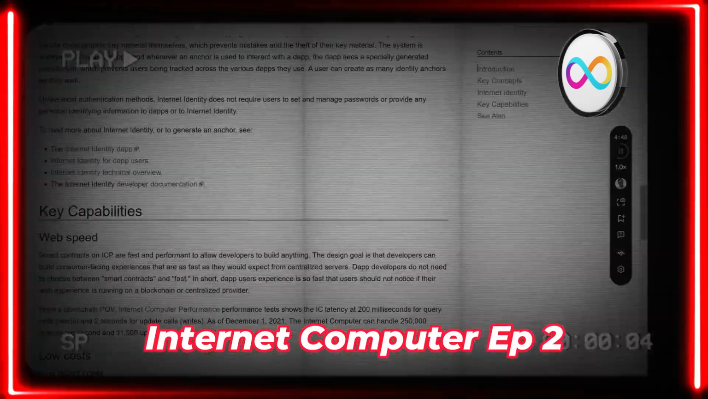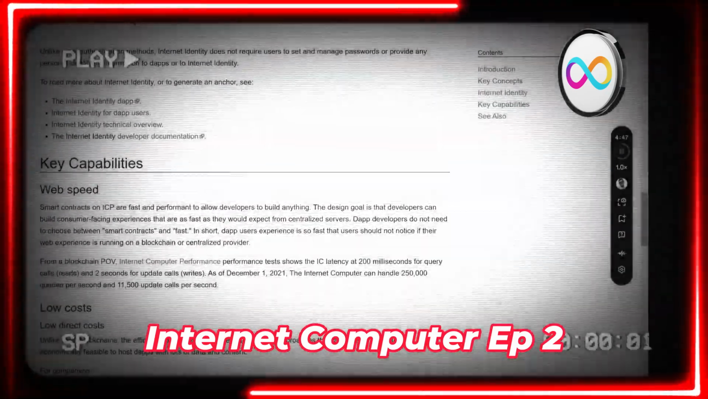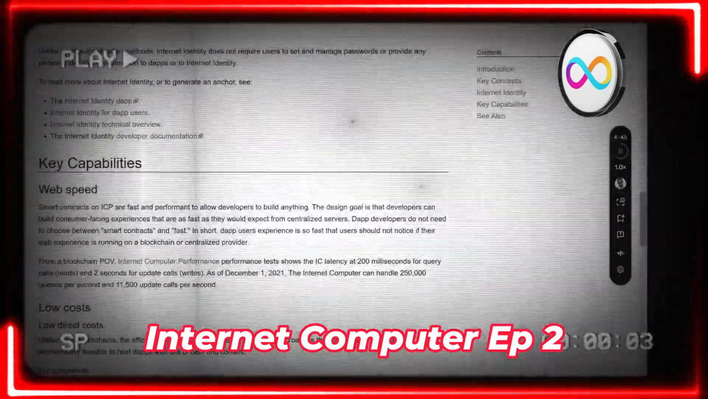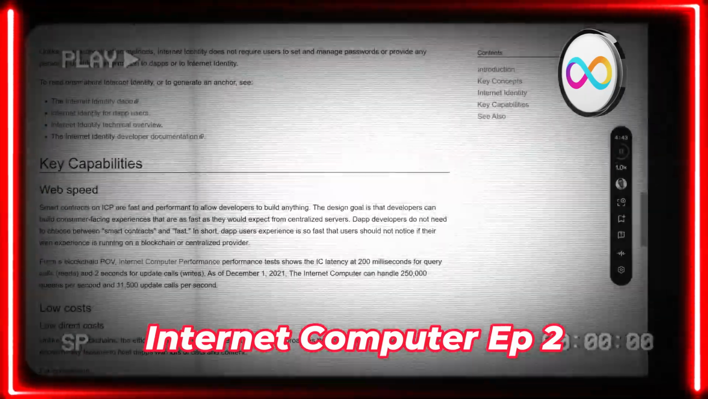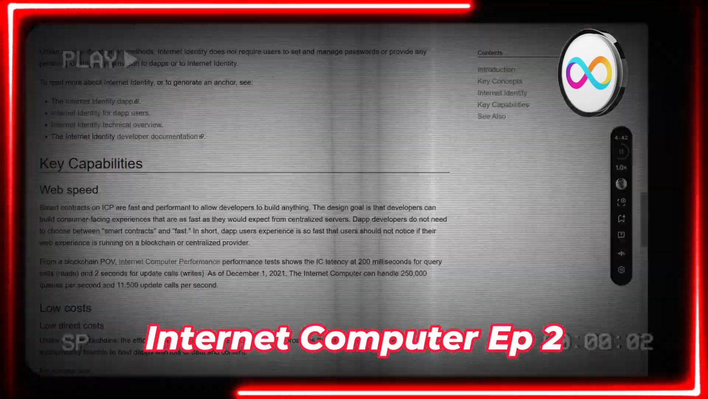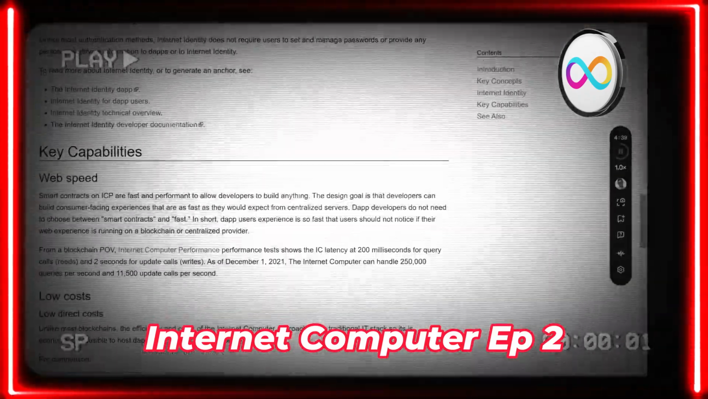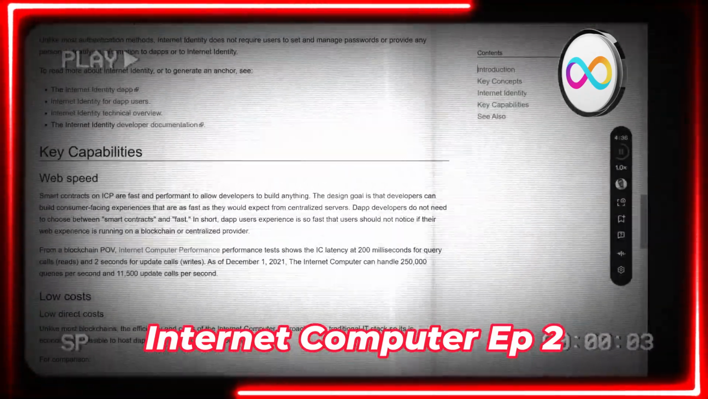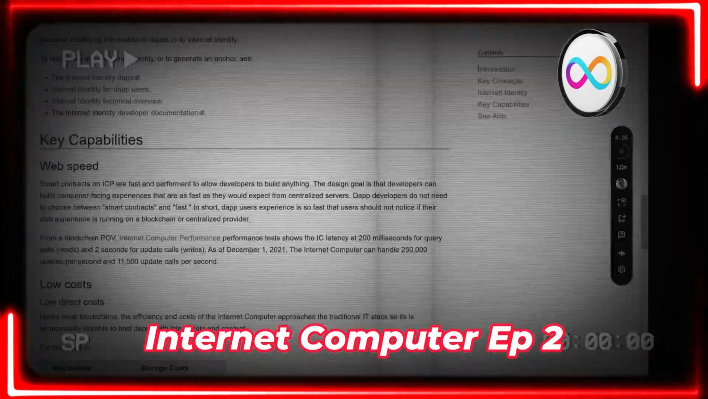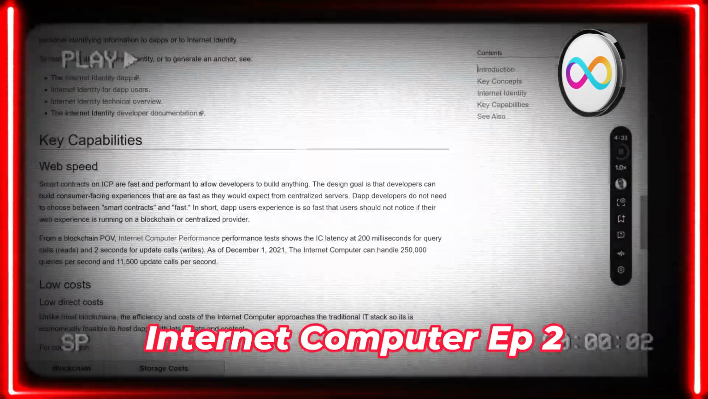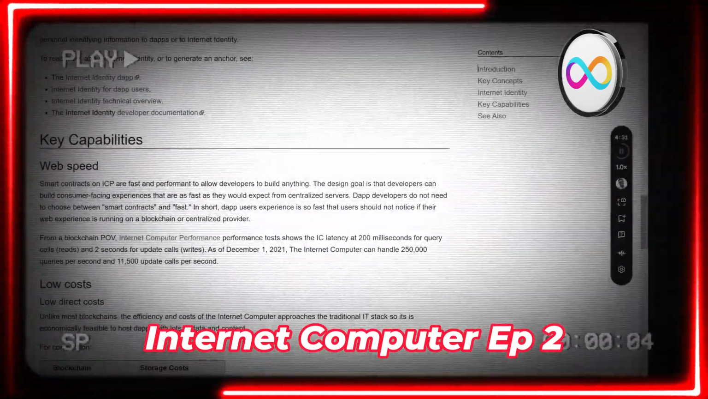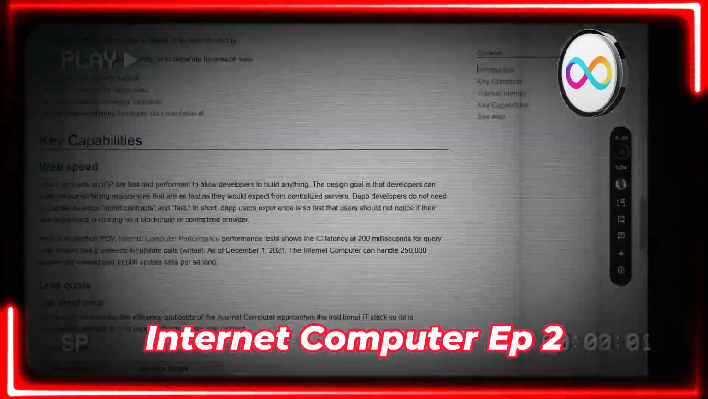Key capabilities: web speed. Smart contracts on ICP are fast and performant to allow developers to build anything. The design goal is that developers can build consumer-facing experiences that are as fast as they would expect from centralized servers. dApp developers do not need to choose between smart contracts and fast. In short, dApp users' experience is so fast that users should not notice if their web experience is running on a blockchain or centralized provider.